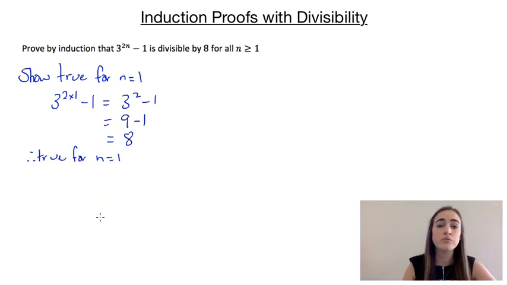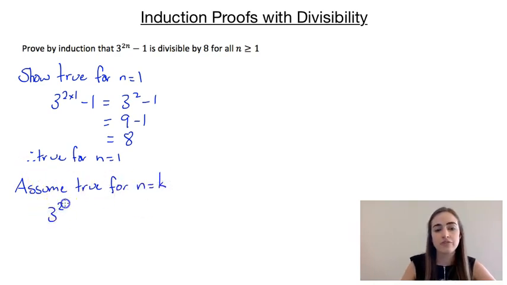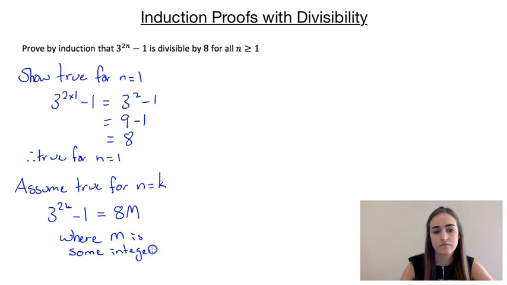Then we're going to assume it's true for n equals k. So what that's going to look like is we're going to have 3 to the power of 2k minus 1. And we need to somehow write that that is going to be divisible by 8. So if a number is divisible by 8, we could write it as 8m, where m is some integer.